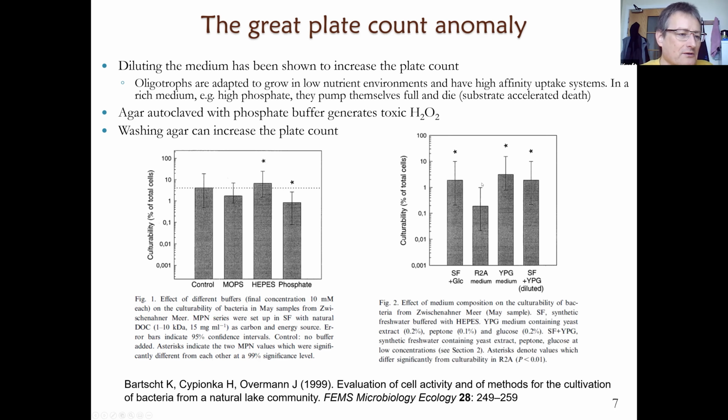Another example, different media. They often use R2A medium, which gives you a lower plate count, and media that are aiming to mimic the natural environment, like this synthetic freshwater medium here, give you a higher plate count. So it depends on many things, including the medium. And phosphate in higher concentrations is actually killing a lot of oligotrophs. So don't be surprised if you don't have a large number of counts on your sample when you're expecting the sample to be full of bacteria. Most of the bacteria in the sample will not be growing on a particular plate.